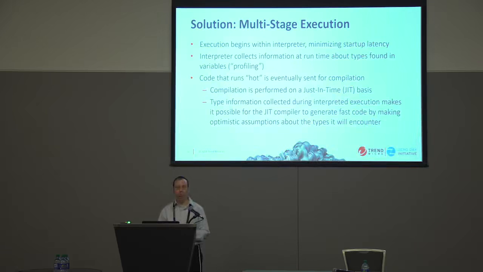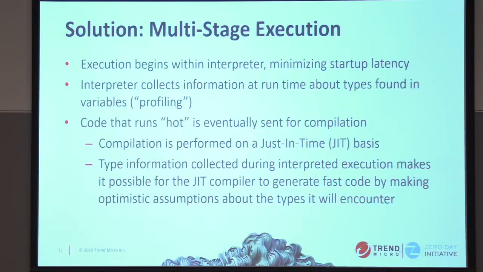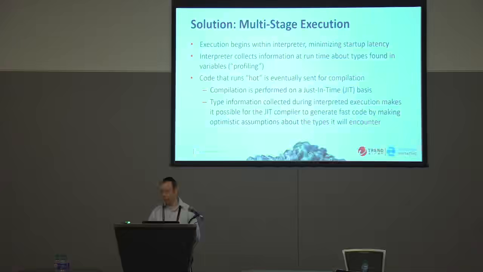The solution used by all of the major engines is multi-stage execution. And here's how it works. When loading new JavaScript code to execute, the engine first starts by executing it within an interpreter. And this allows JavaScript execution to begin as promptly as possible, so web pages can load fast. The interpreter has a second job. While it's executing code, it collects runtime type information about the values found in variables. And this is known as profiling.